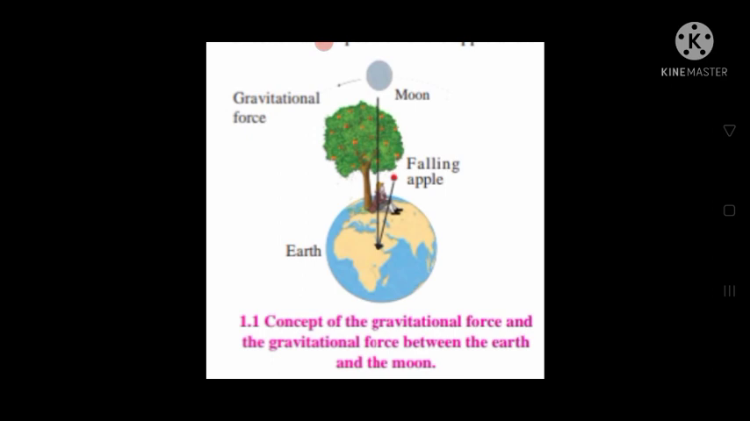We know that, students, in ninth standard we have studied about the three Newton's laws of motion. Newton's first law of motion says that an object continues to remain at rest or in a state of uniform motion along a straight line unless an external unbalanced force acts on it. This was Newton's first law of motion.